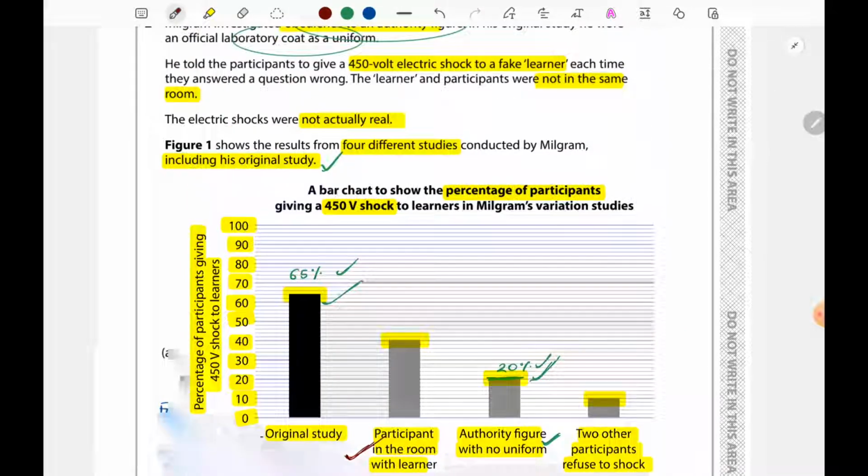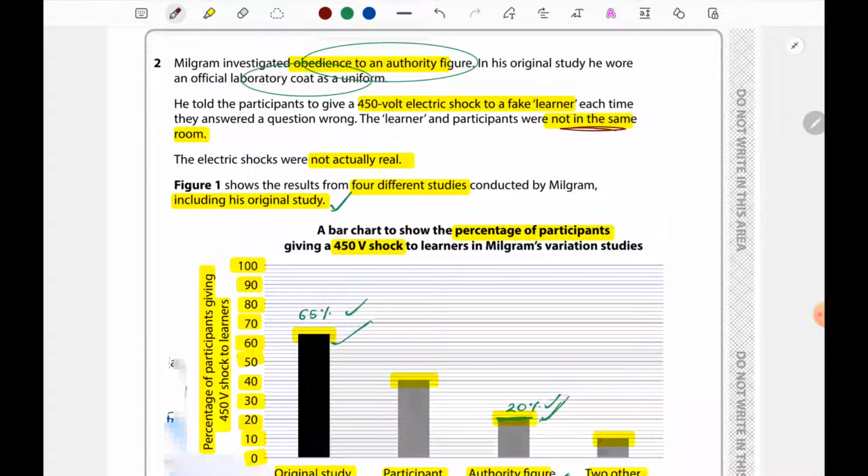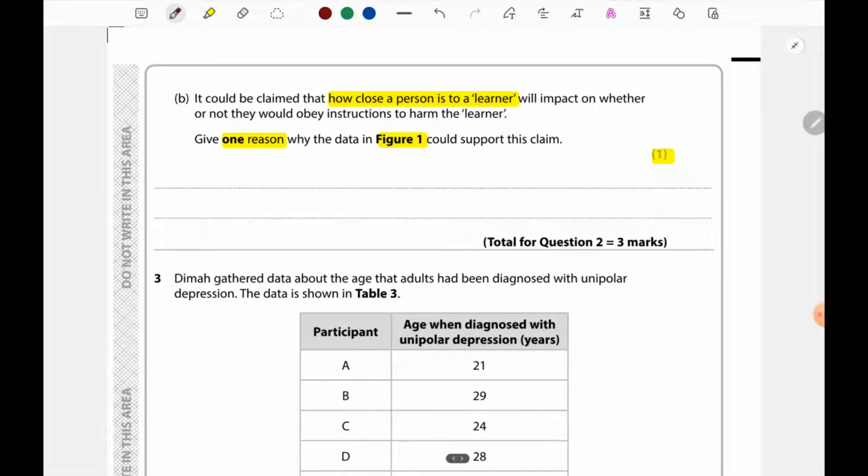So in the original study, we marked that they are in a different room from the learner. That means they are at a distance. And participant being in the same room as the learner means that they are closer to each other than in the original study. So that can give us an idea of what they're asking us about over here.